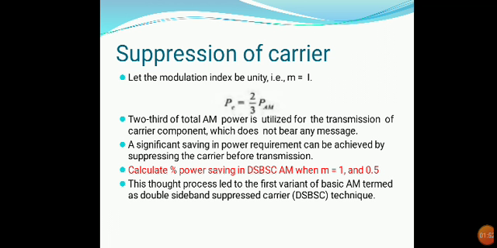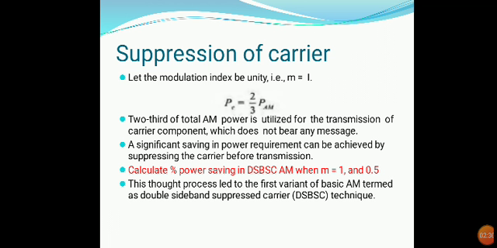The carrier power in the amplitude modulated wave is 2/3 of total power of amplitude modulated wave. It means almost 66% of power is there in the carrier itself, which we are sending with the amplitude modulated wave. So this power can be saved if you suppress the carrier. Therefore a significant saving in the power requirement can be achieved by suppressing the carrier before transmission.